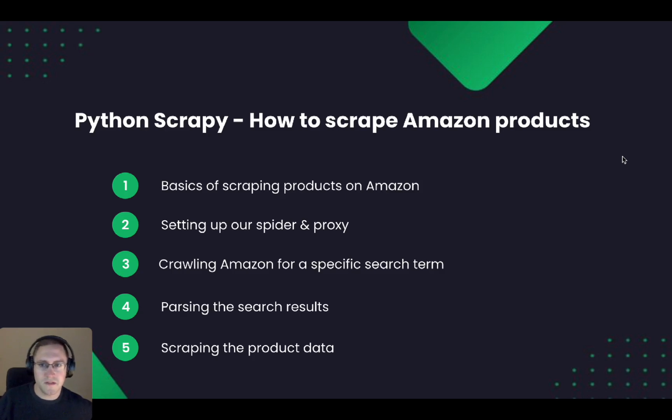Hey guys, in this video we're going to look at how to scrape Amazon product pages using Python Scrapy. So just to go over a quick overview of what we'll be doing, first we're just going to look at how the process of scraping products on Amazon actually works. Then we're going to set up a basic spider and a proxy so we can actually scrape Amazon without any issues. And then we're going to crawl through a specific search term.